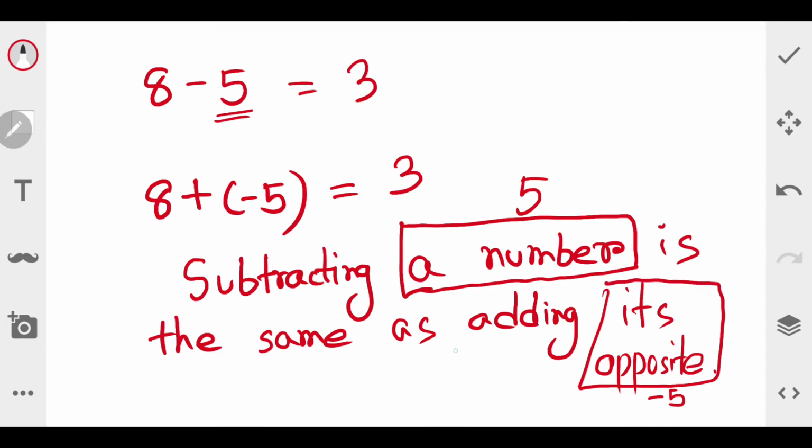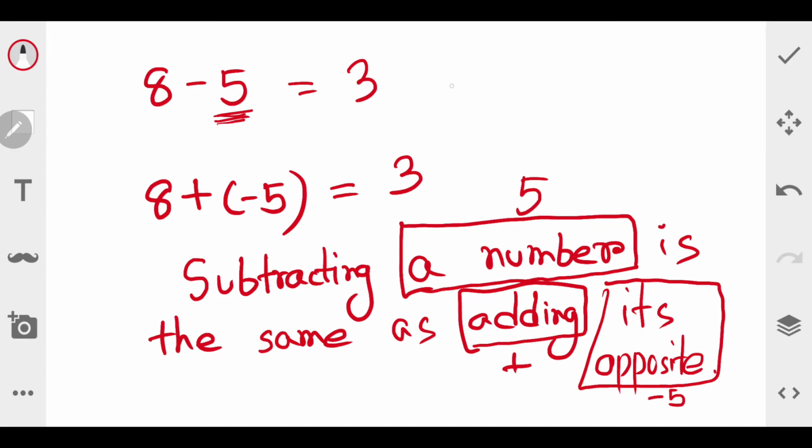Subtracting 5 is the same as adding its opposite, which is -5. So one more time, subtracting a number, in this case 5, is exactly the same thing as adding the opposite of 5, which is -5. So 8 plus -5 is the same as 8 minus 5.